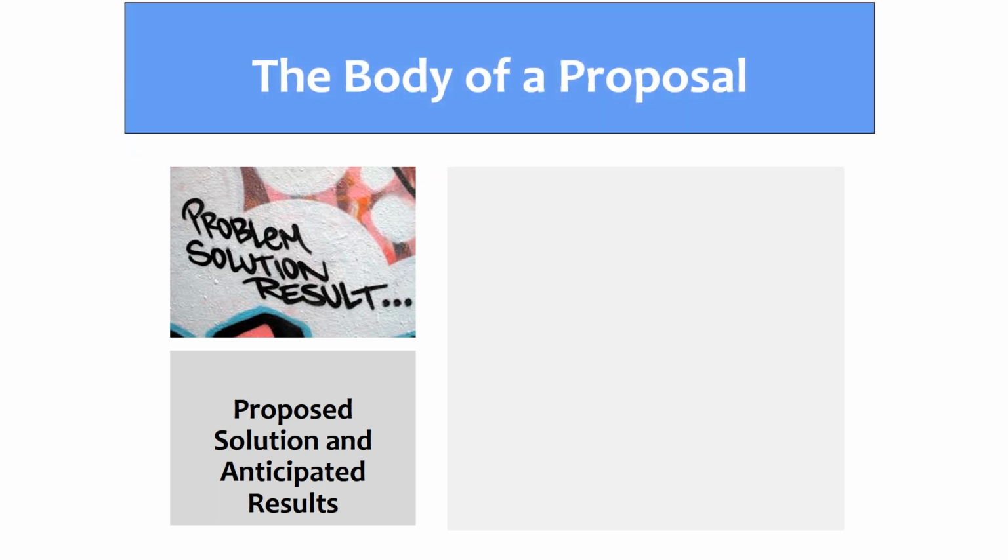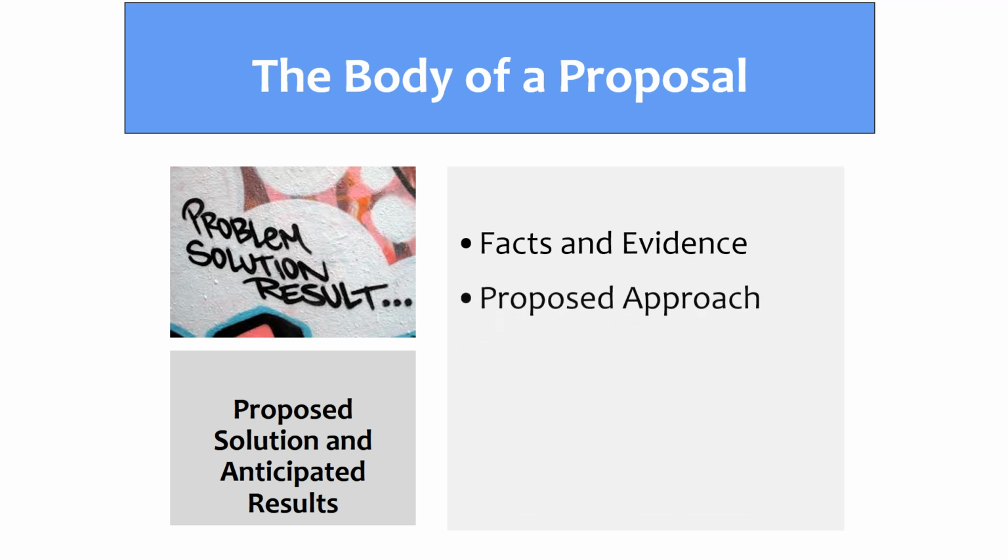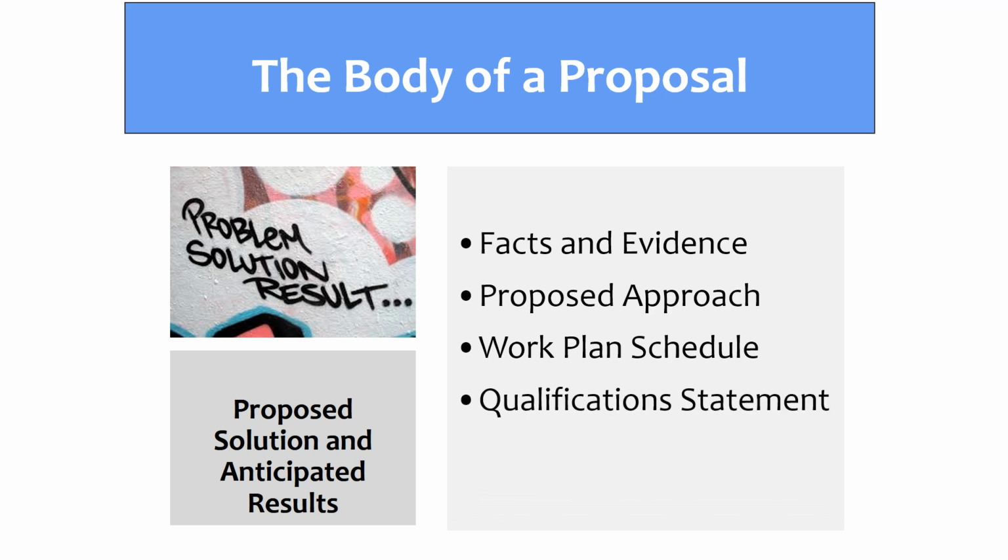Now the next one is the body of the proposal. What we normally cover in here are facts and evidence, proposed approach, work plan schedule, qualification statement, and the last one is proposed cost. So facts and evidence, what do we actually put in here? We provide complete details of the proposed solution, as well as anticipated results.